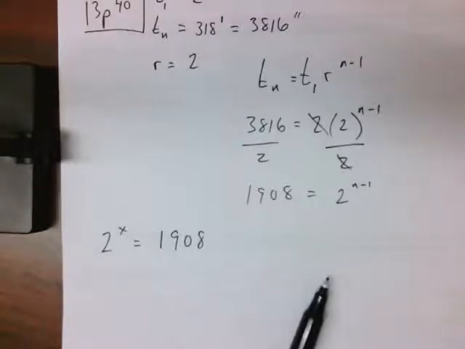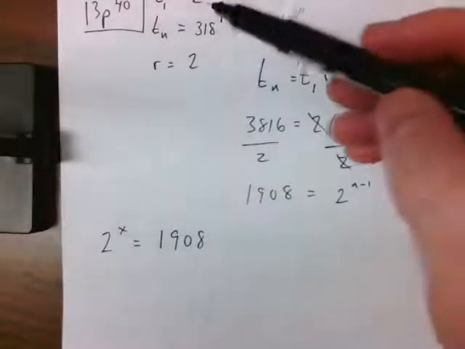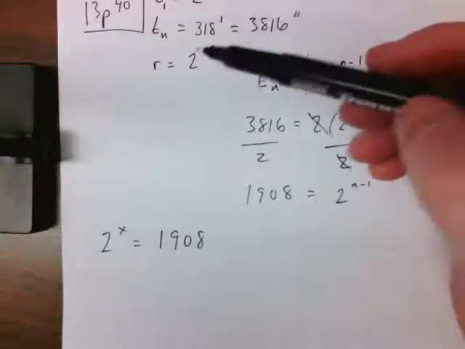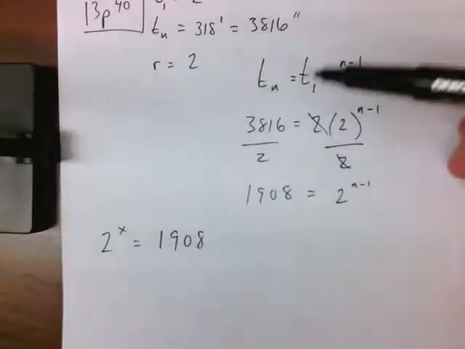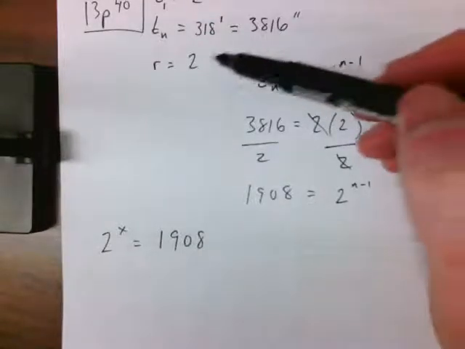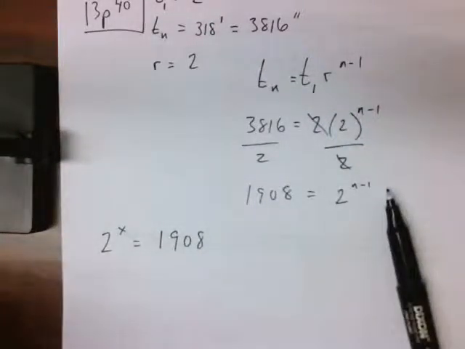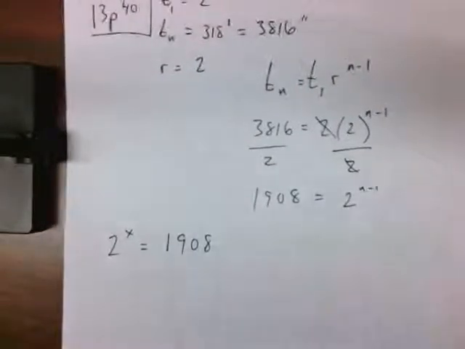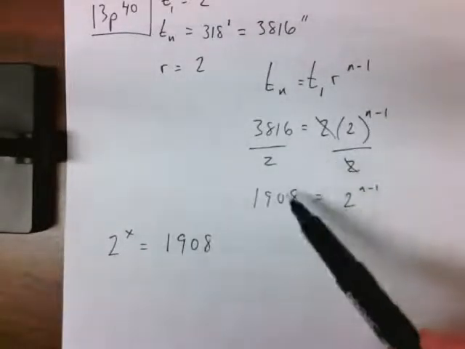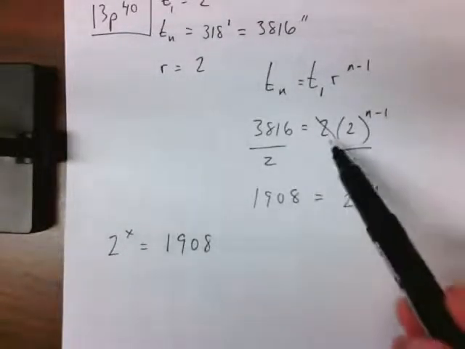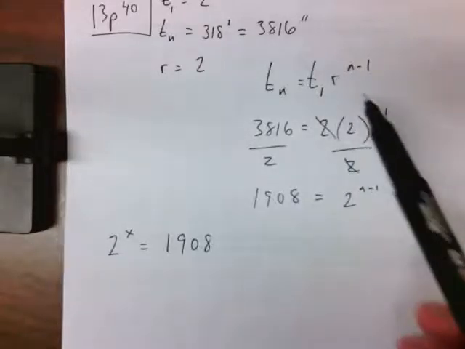This isn't working. It's a problem. 2 to the 11. Let me just double check my work here. It gets twice as thick every time. Starts at 2. I'm going to double check my math for that. 12 times 318. 3816. I got it. 3816 divided by 2, 1908. That looks good. R is 2.